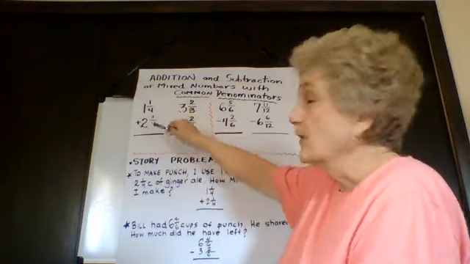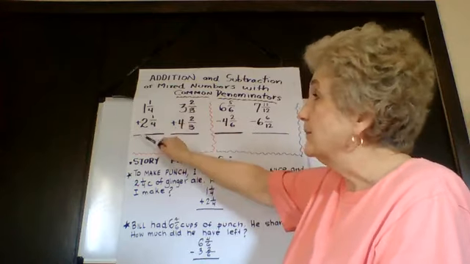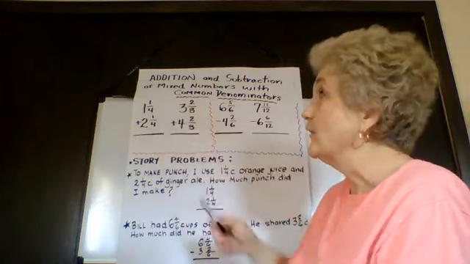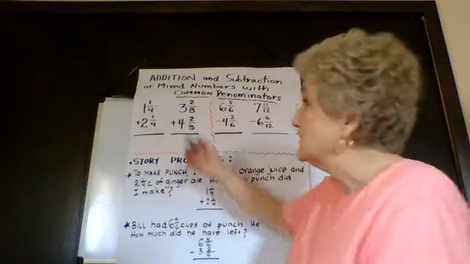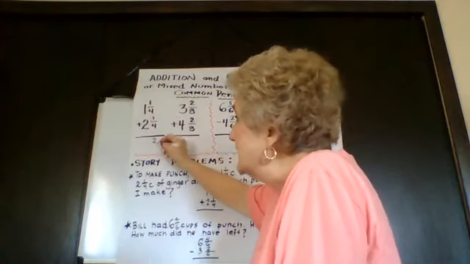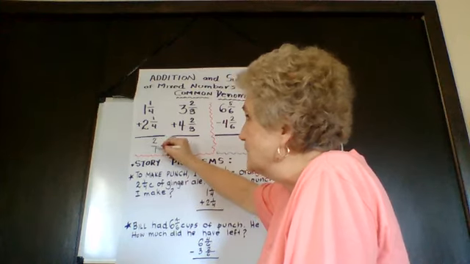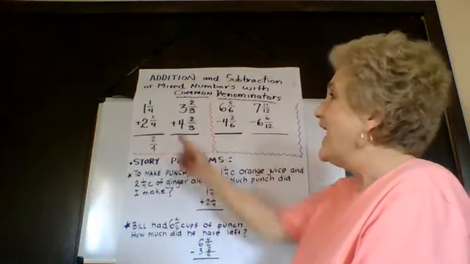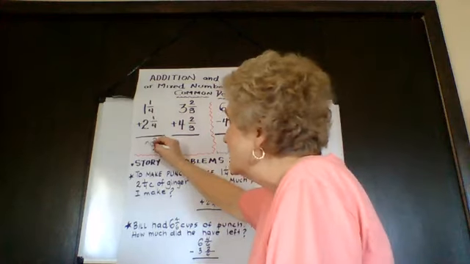So we have 1 and 1/4, which is a mixed number with the fraction 1/4, plus 2 and 1/4, which has a fraction of 1/4. I can add it and begin with the fractions. I can add the numerators. 1 and 1 is 2. We never add the denominators. We don't mess with the denominators. We just move it down, okay? And then we add the whole numbers. 2 plus 1 is 3.